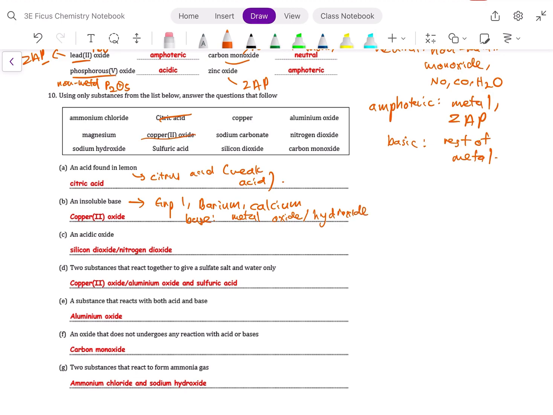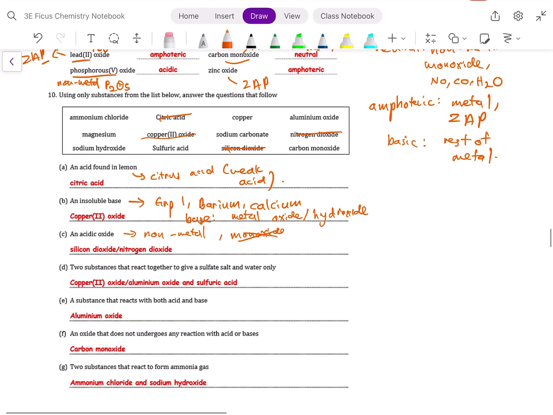Okay, so copper 2 oxide. The rest cannot, I think. Don't have. Sodium hydroxide is alkaline. Acidic oxide, you have to pick a non-metal one. Okay, but cannot be monoxide. So that means something like this cannot. Carbon monoxide cannot. So silicon dioxide or otherwise nitrogen dioxide lah.